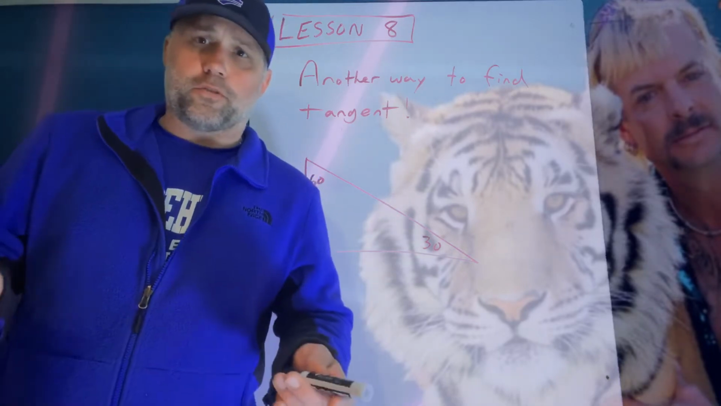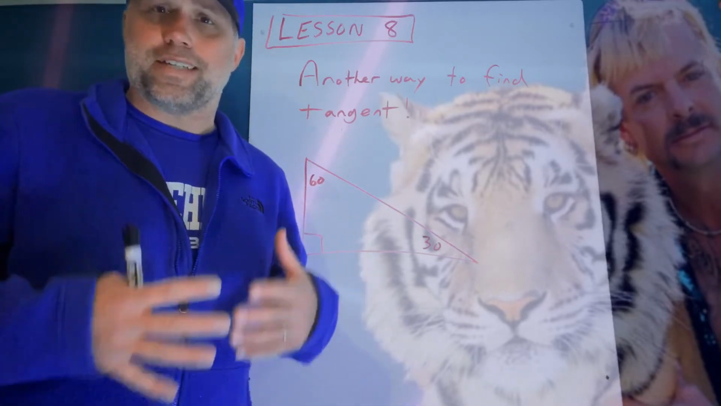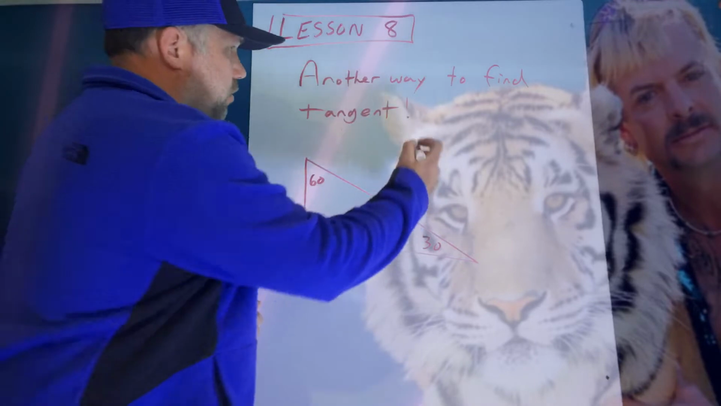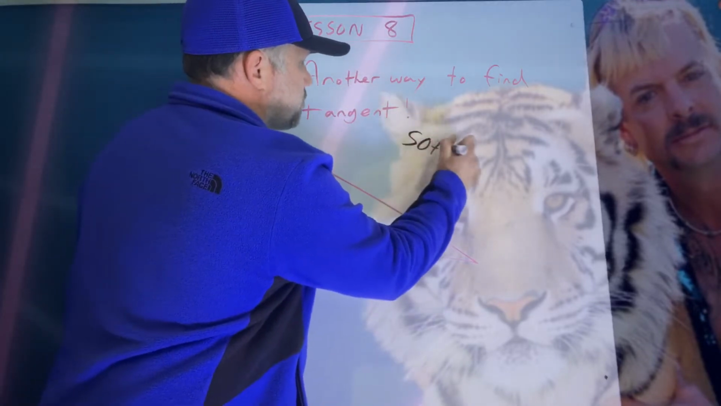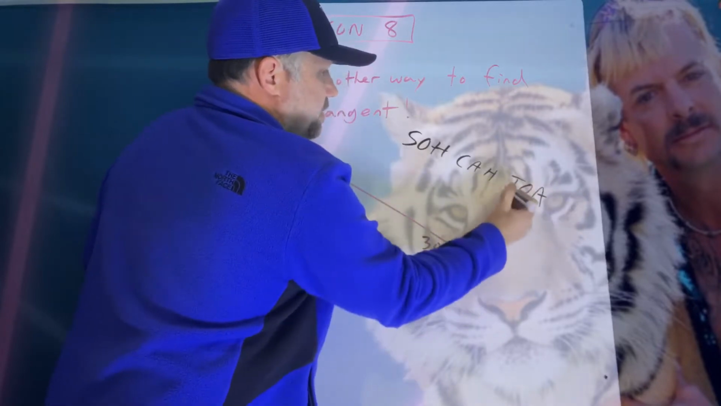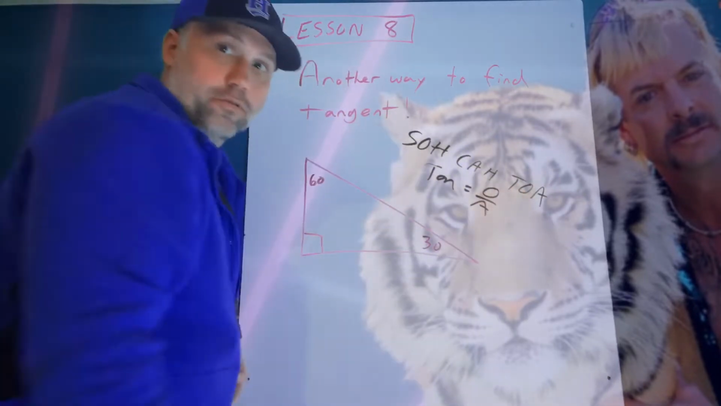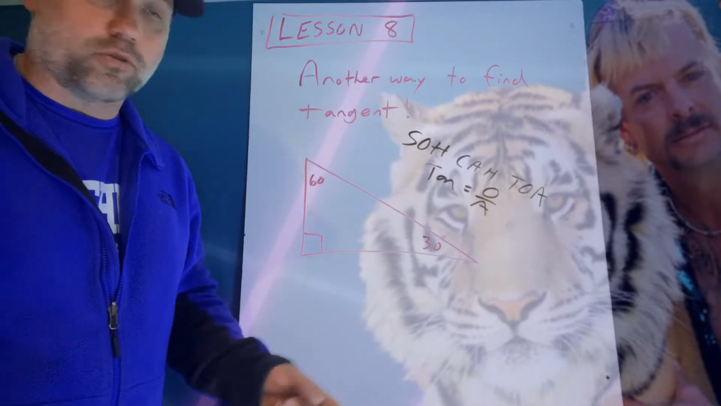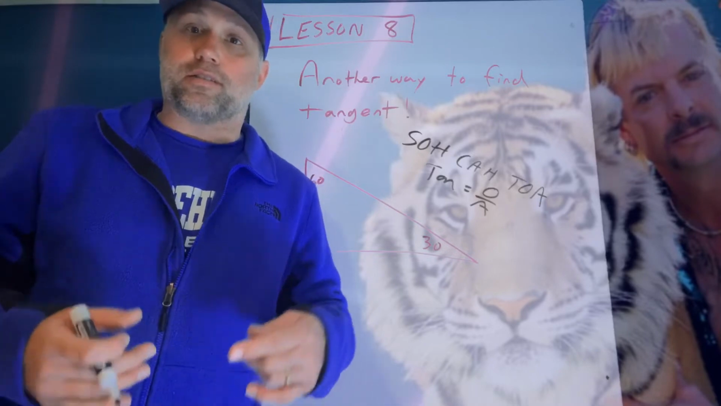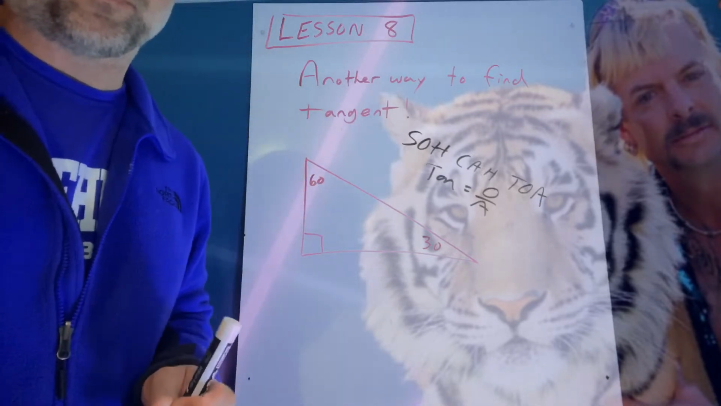All right, so for lesson 8 today, we're just going to talk quickly about another way you can find tangent. We know from SOHCAHTOA that tangent can be found by getting your opposite and putting it over your adjacent. And that's all true. But there's another way you can find tangent, which is going to be helpful to us, especially on the unit circle, which I'm going to show you here in a couple minutes.